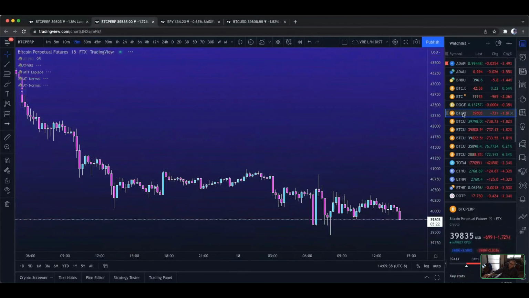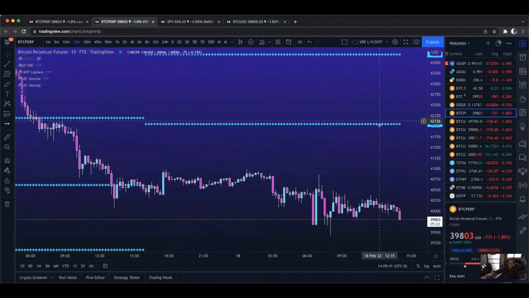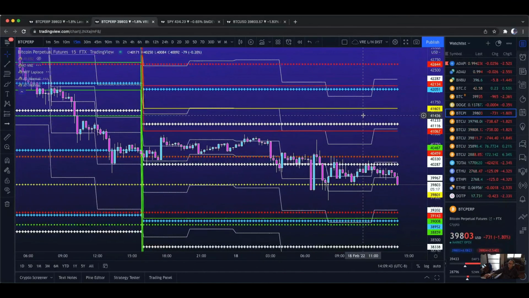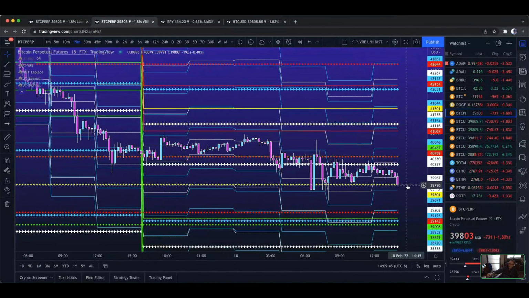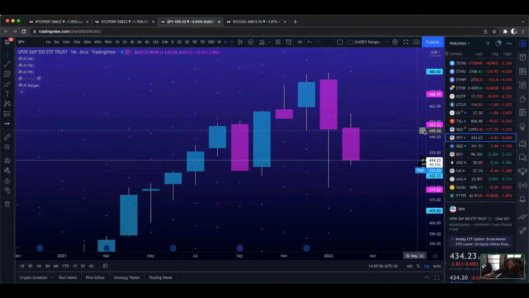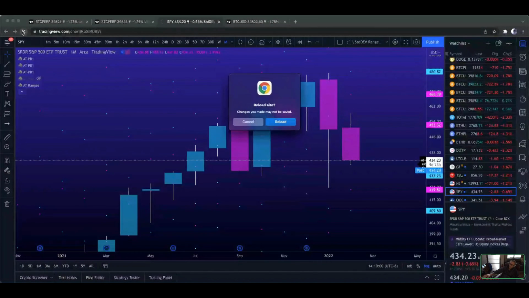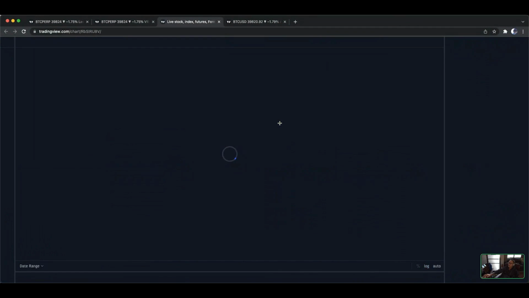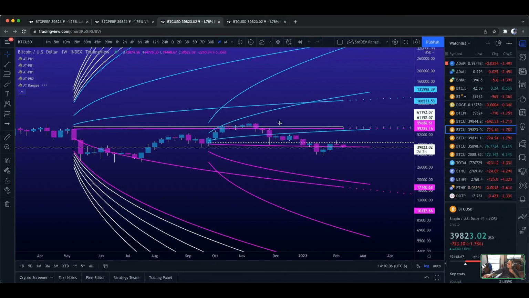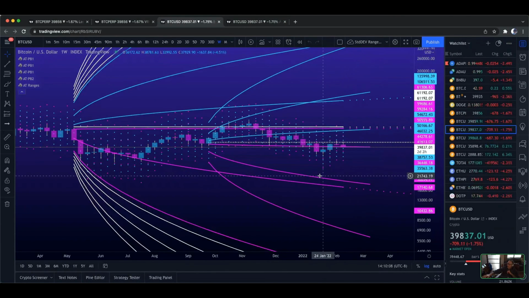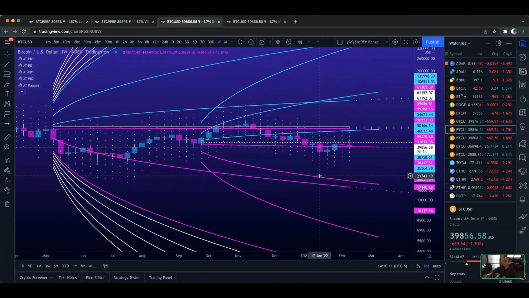Yeah, we'll go to the futures. Look where we're at once again. So when SPY was testing its weekly and monthly first standard deviation, Bitcoin was testing the center of its monthly range, right? Testing the center of its monthly range. Let me reload this chart. Okay, so here we are once again.